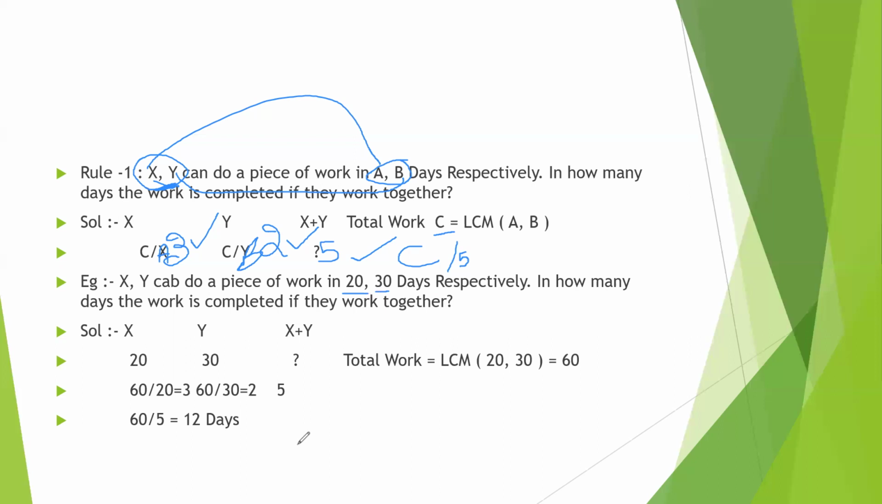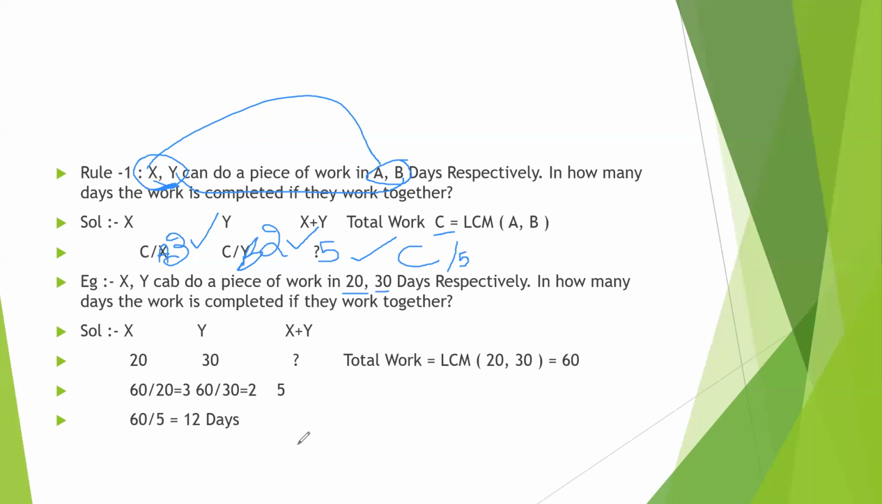Then we find each person's per day work. Then we add the one day work of both of them, and we get the combined work for one day.